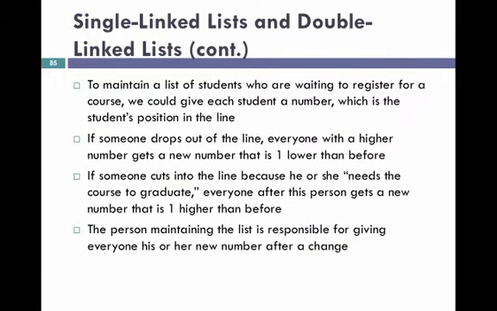To maintain a list of students who are waiting to register for a course, we could give each student a number, which is the student's position in line. And if someone drops out of line, then everyone with a higher number gets a new number that's one lower than before. And if someone cuts into line because he or she needs the course to graduate, everyone after this person gets a new number that's one higher. So the person maintaining this list is responsible for giving everyone his or her new number after a change. So this can be expensive and depends on the length of the line, how much work that might be.